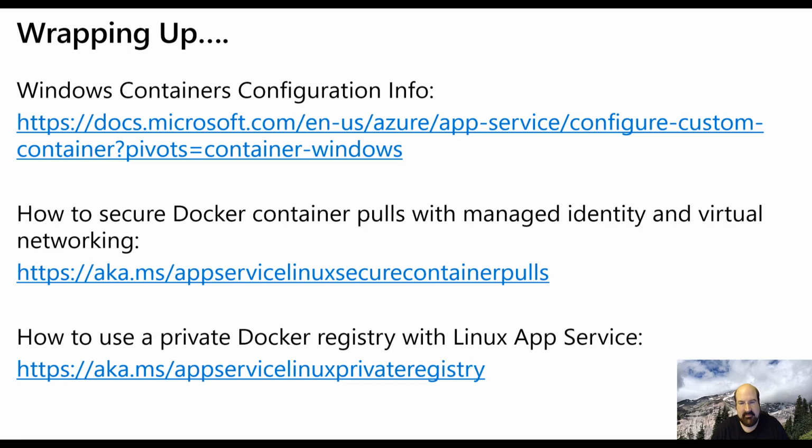So let's wrap up the session here. Over the course of the talk, you learned about the recently GA'd support for Windows containers when you're running on App Service Environment v3, and you also saw the new options for securing Docker container pulls on the Linux variant of App Service, including using managed identities in conjunction with virtual networks, as well as how to use a private container registry with Linux App Service.